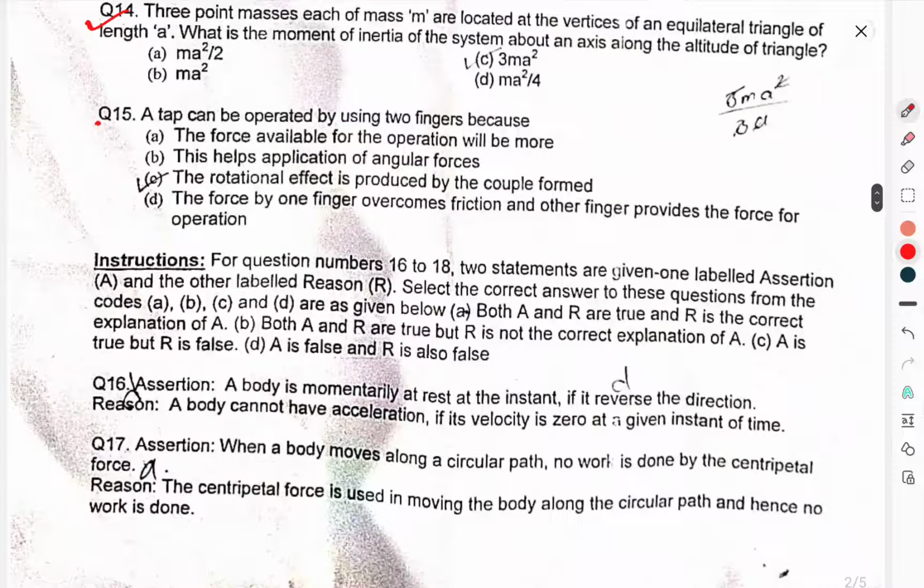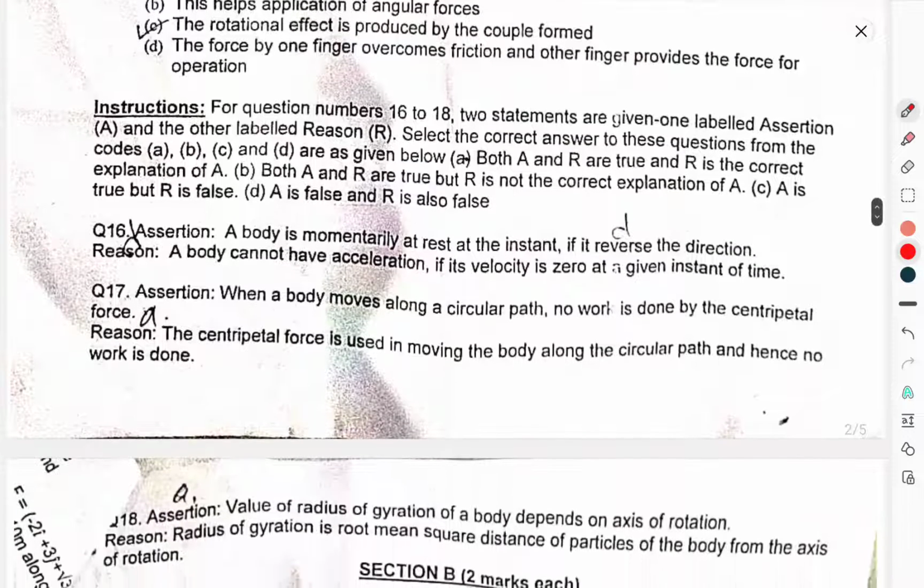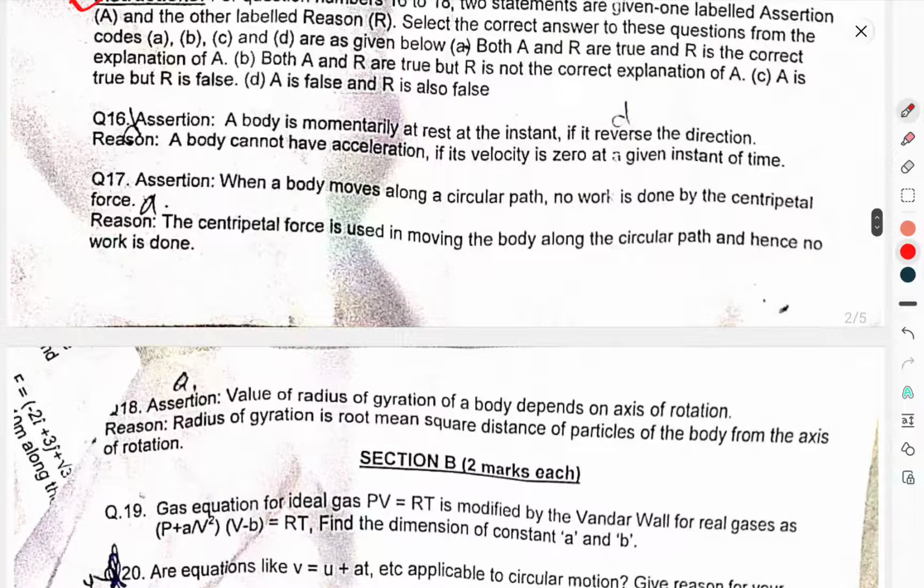Question number 15. A tap can be operated by using 2 fingers because. चलिए आगे चलते हैं. Instructions इसमें assertion reason based questions हैं. Question number 16th. Assertion: A body is momentarily at rest at an instant if it reverses the direction. Reason: Body can't have acceleration if the velocity is 0 at a given instant of time. Question number 17. Assertion: When a body moves along a circular path, no work is done by centripetal force. Reason: The centripetal force is always acting on the body along the radius toward the center, hence no work is done.